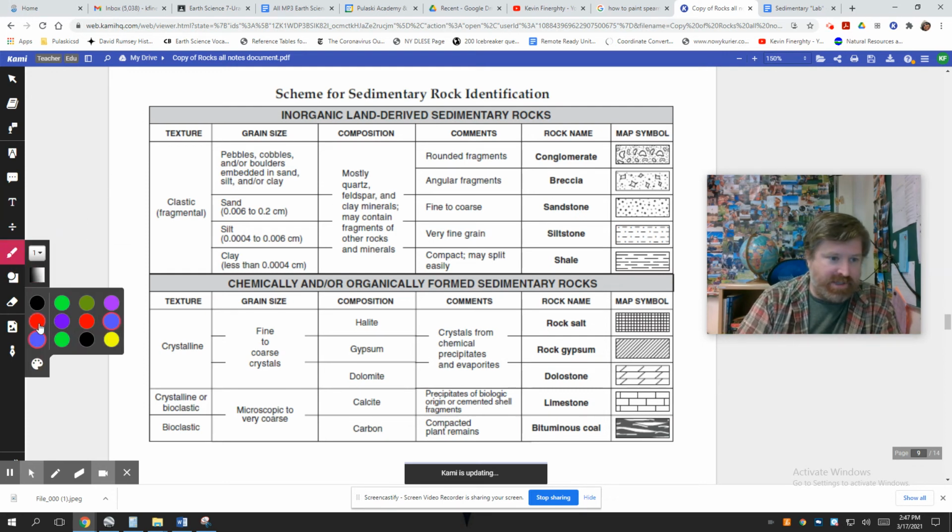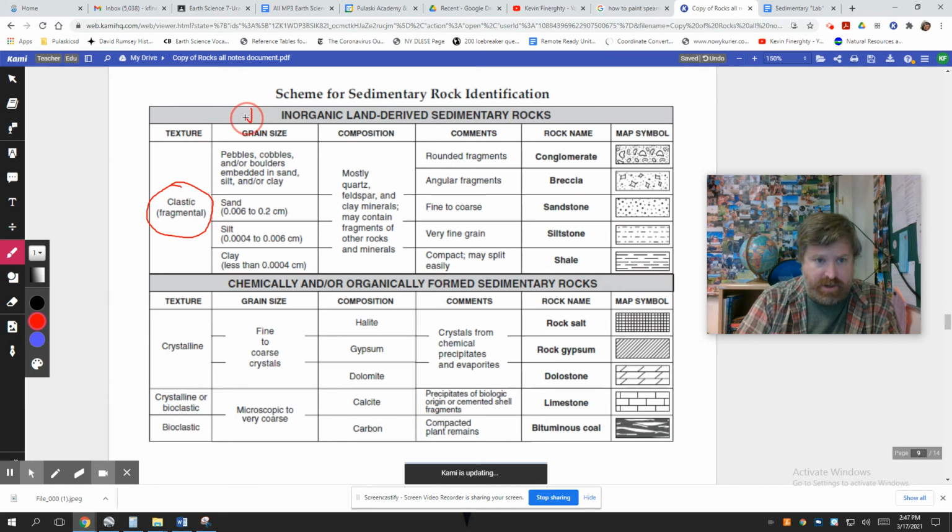All right. How's this thing organized? We've got our clastic rocks up top. Remember, those are the ones that are made of bits. And in case you forget, this is going to tell you right here.